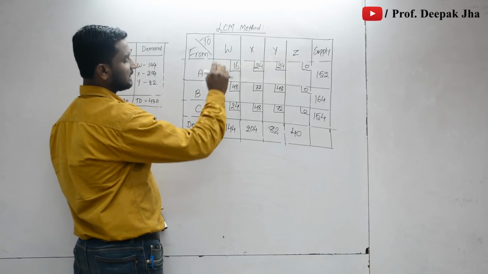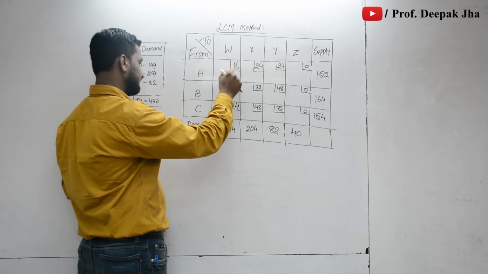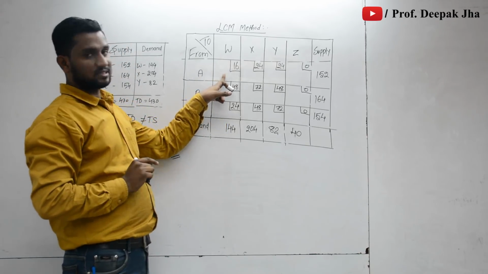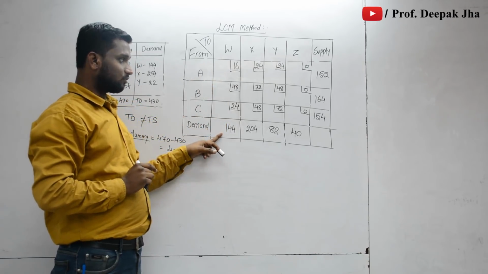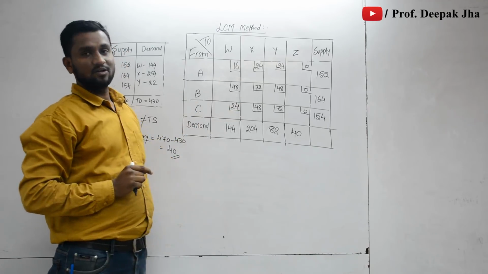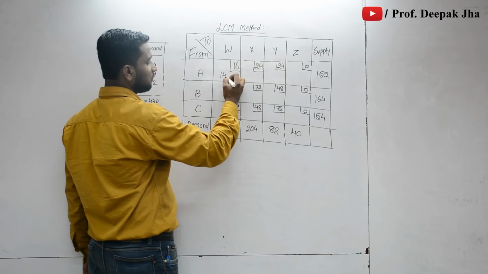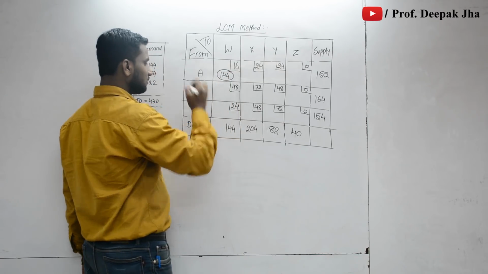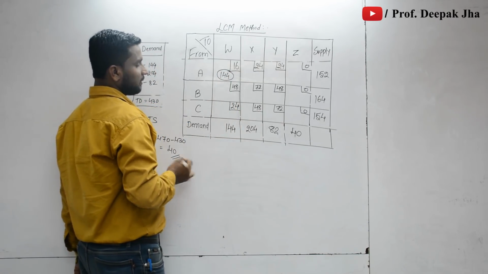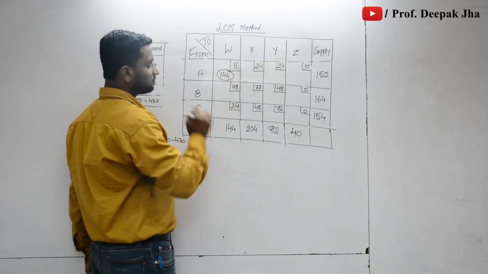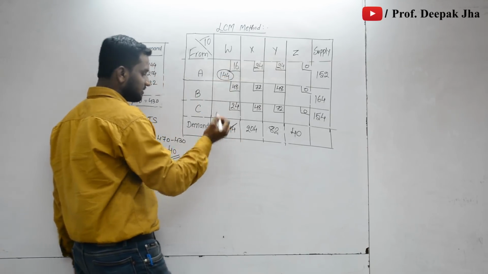The least cost is attached to 16. So my first allocation will be at the place where demand is 144 and supply is 152. We allocate the lower of these, 144, here. By allocating 144 units to AW, the entire demand is exhausted.